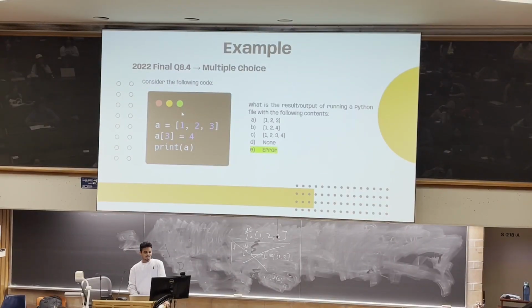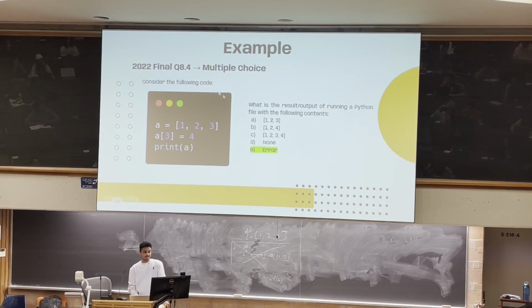Okay. Everybody said error. As you observe, the indices are 0, 1, 2. It's the length of the list, so when you access the third index, it's not even in there.